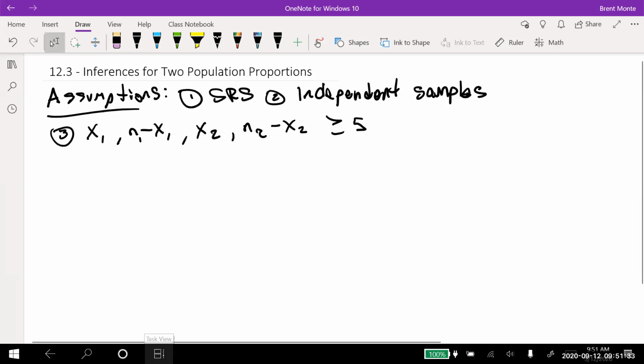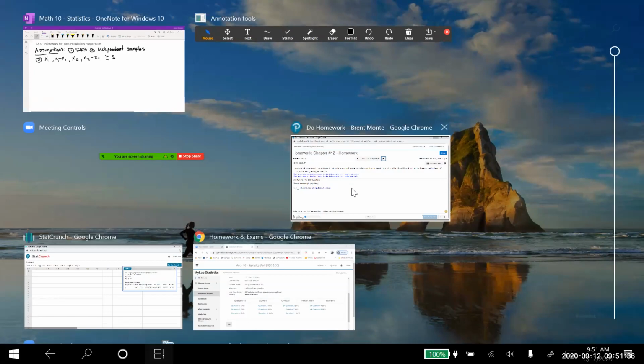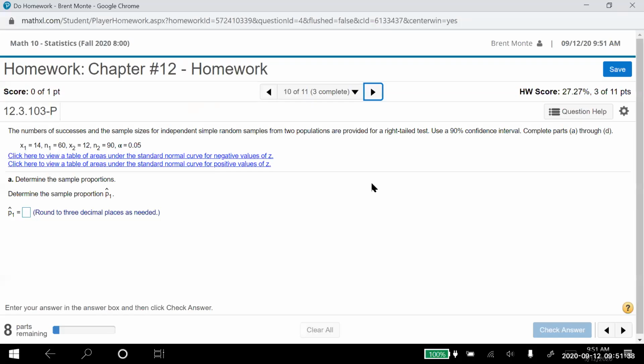So a little bit longer problem here because this one's going to do both a confidence interval and a hypothesis test. All right, so it starts off, and I'm just going to quickly jot down these numbers so that I have them. My X1 is 14, N1 is 60, X2 is 12, N2 is 90, and then I have 0.05 is my significance level.